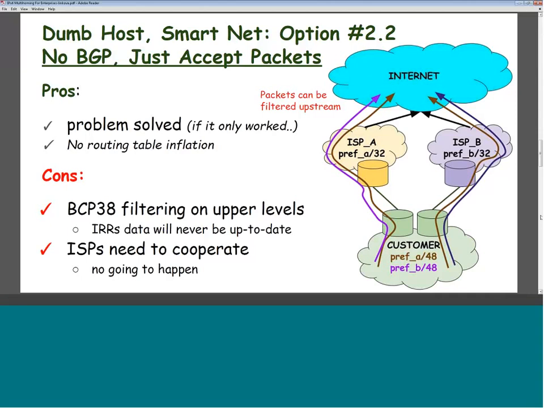I've seen some people doing this, and sometimes it works, but again, there is no guarantee those packets will reach the internet, which is kind of sad. The only benefit of this solution is that it's quite simple from the customer perspective, and we are not inflating the routing table. But again, there is no proper redundancy in case one of the links fails, and the ISP needs to cooperate, and it's not going to happen again.